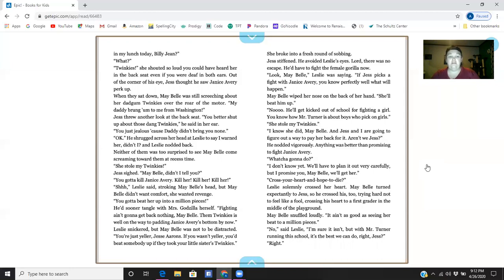And Leslie nodded back. Neither of them were too surprised to see Maybelle come screaming toward them at recess time. "She stole my Twinkies!" Jess sighed. "Maybelle, didn't I tell you? You gotta kill Janice Avery. Kill her, kill her, kill her." "Shh," Leslie said, stroking Maybelle's head. But Maybelle didn't want comfort. She wanted revenge. "You gotta beat her up into a million pieces."